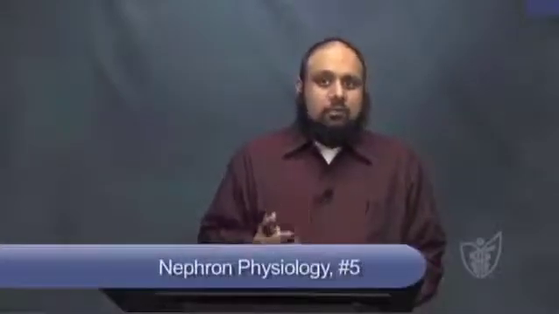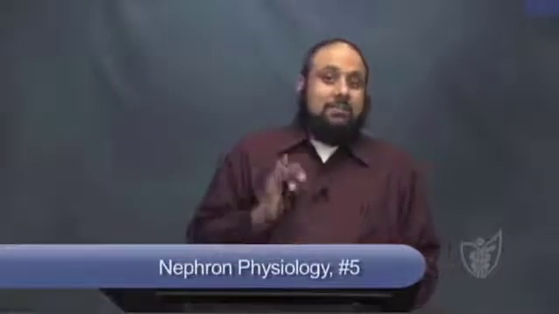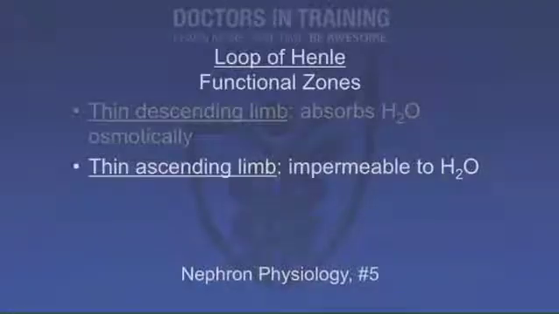By the time we reach the thin ascending limb, there's a 3-fold increase in the luminal sodium chloride concentration. But the thin ascending limb is impermeable to water. So, this is when we get to the meat of the loop of Henle. We've taken a great deal of water out, going down into the medulla. It's diffused out. Now we're entering the ascending limb. And there's actually 2 parts to the ascending limb, the thin ascending limb and the thick ascending limb.